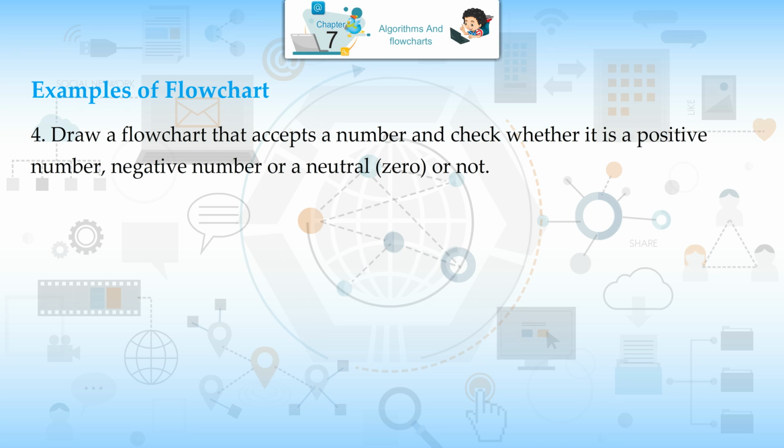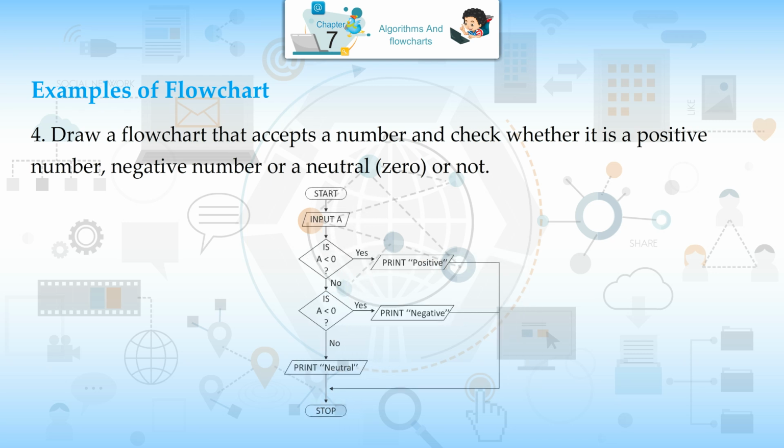4. Draw a flowchart that accepts a number and checks whether it is a positive number, negative number, or neutral, that is 0, or not. Start. Input A. Is A greater than 0? Yes. Print positive. No. Is A less than 0? Yes. Print negative. No. Print neutral.